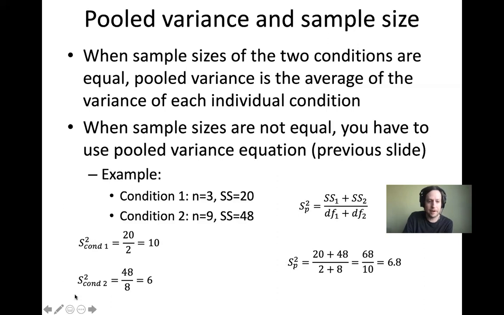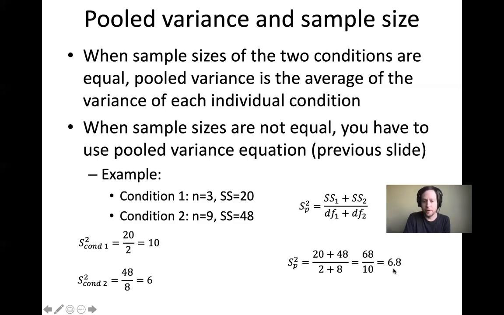What I've done over here is I've calculated the variance for each of these conditions by itself. So this is the pooled variance, which combines the variance of those 2 conditions together. This is the variance for condition 1, and this over here is the variance for condition 2. I've done that by taking the sum of squares divided by the degrees of freedom: for condition 1, 20 divided by 2 equals 10. 48 divided by 8 for condition 2 equals 6. And if you notice, the pooled variance that we finally calculated, 6.8, is closer to 6.